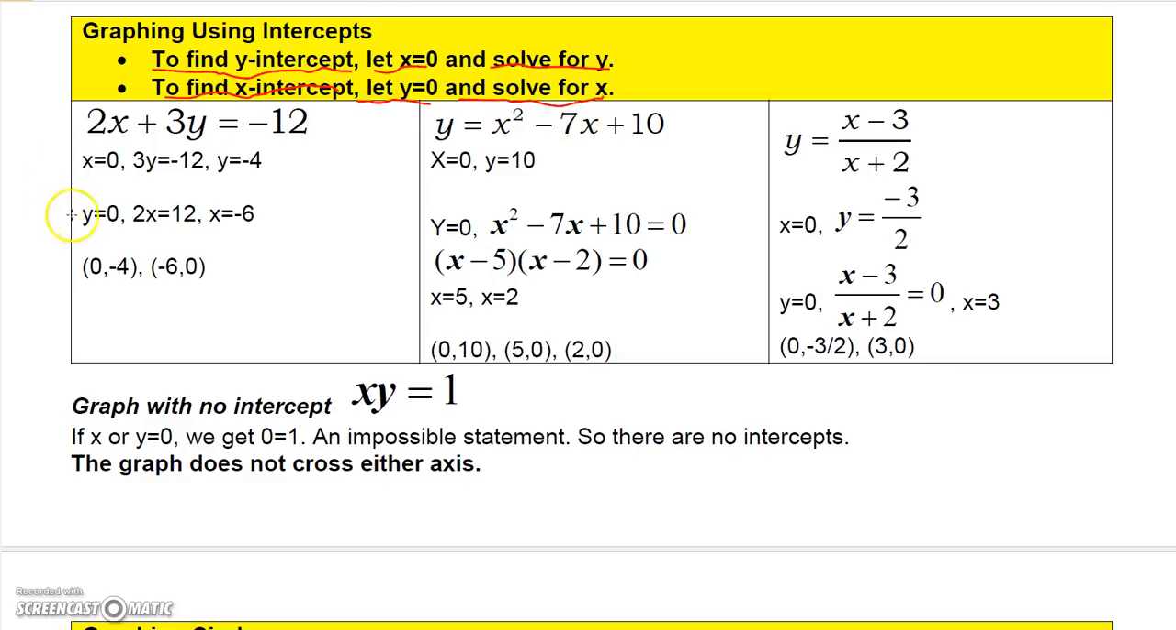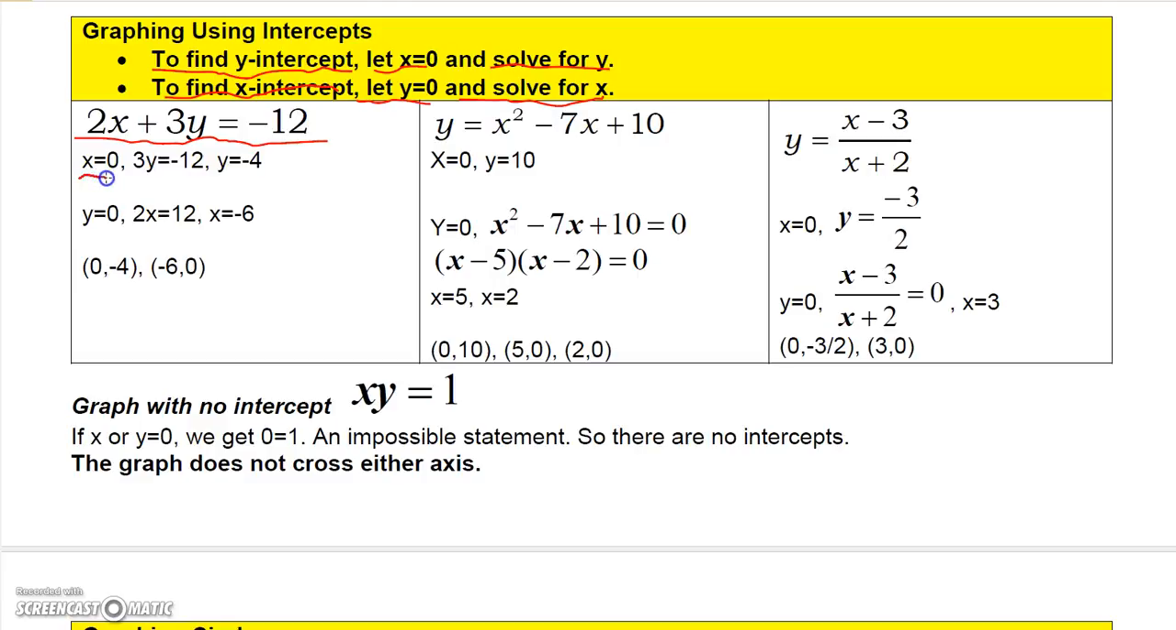Okay. Now this is very helpful on a lot of linear graphs because you only really need 2 points to plot a line. So if you can find two distinct x and y intercepts, then you can just draw the line through those 2 points. So here I'm going to get the y-intercept first.